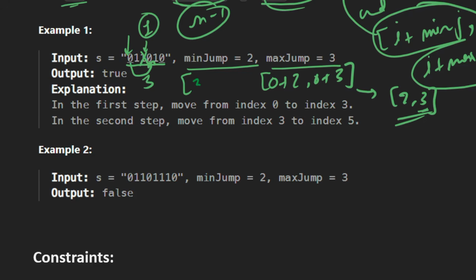Now from index 3 we can jump to 3 plus 2 and 3 plus 3, that is 5 comma 6. But 6 is out of bounds, 6 is not present in the string index. So we can jump to index number 5, and at index 5 we have character 0. Our goal was to reach this index, and we have reached our goal, so we return true, right?